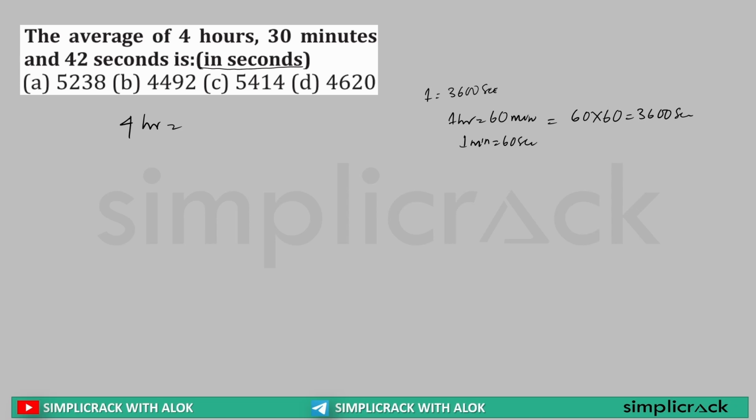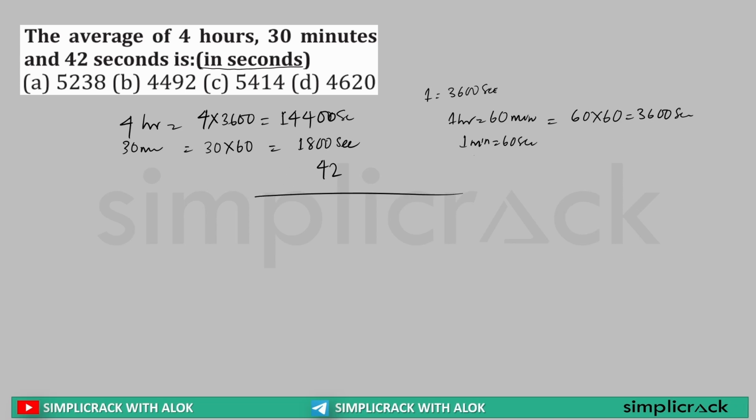If 1 hour is equal to 3600 seconds, then 4 hours is equal to 4 multiplied by 3600, that is 14,400 seconds. Yes or no? Yes. Now second, it is 30 minutes. See, 1 minute is equal to 60 seconds. So 30 minutes is equal to 30 into 60 seconds, that is equal to 1800 seconds. Clear? Now the last part, it is 42 seconds.